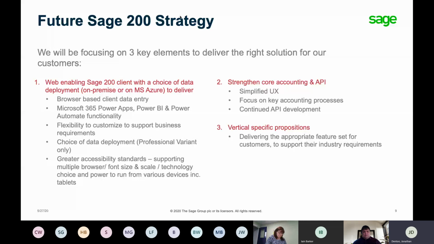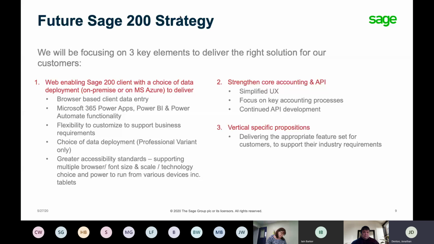So we will look at any verticals that we need to look at, and potentially look at feature sets for our customers based on certain industry requirements that we feel are relevant to the product. Okay, but the main takeaway is web enabling the Sage 200 product, making the Microsoft 365 functions I've talked about more powerful because of the API, but also meaning that you can actually start to use Sage 200 in a web-enabled form.